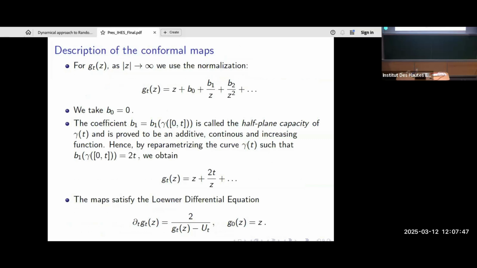And these maps satisfy the dynamics, the Loewner differential equation. I'm going to come back to this object here. You can think about this as an evolution, as an ODE in the family of the conformal maps, if you want, in the family of functions. And the UT, for now, I'm going to come back to this a bit later, is a real valued function.